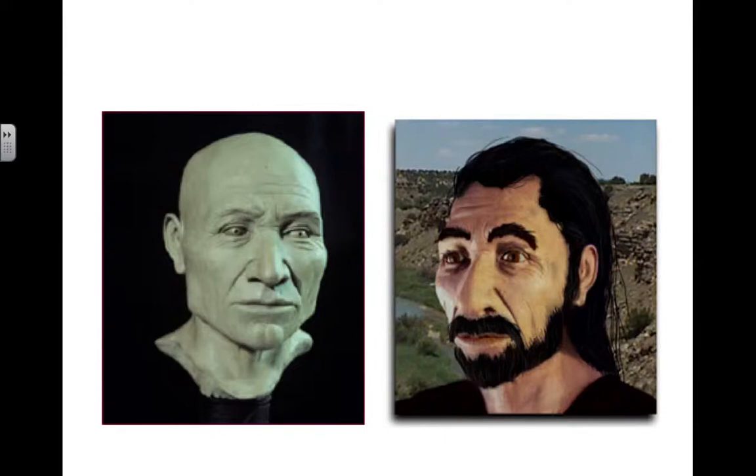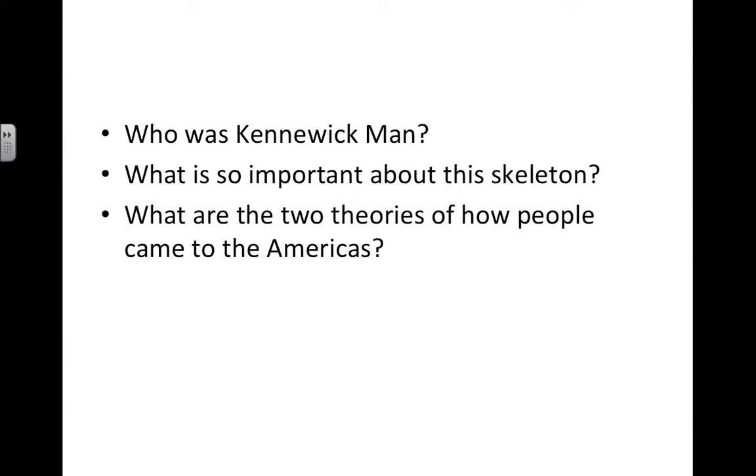Asian, he's actually European, tells historians that Europeans must have had technology like boats much earlier on in history, because there's no way that Kennewick Man could have made it to the Americas without some type of assistance like a boat. So Kennewick Man is so important because his discovery challenges the land bridge theory.